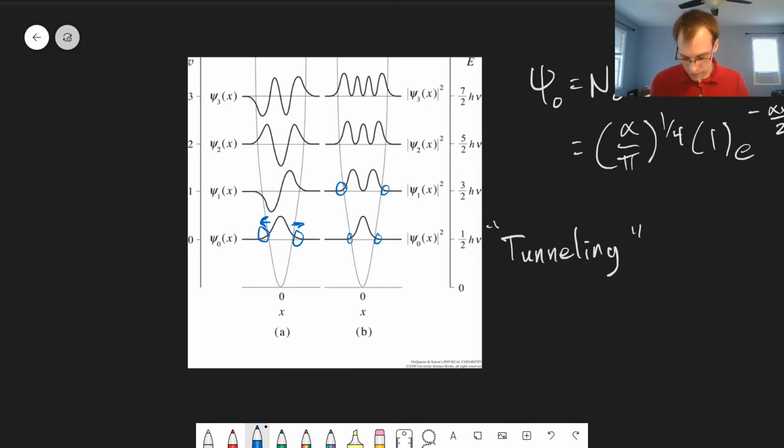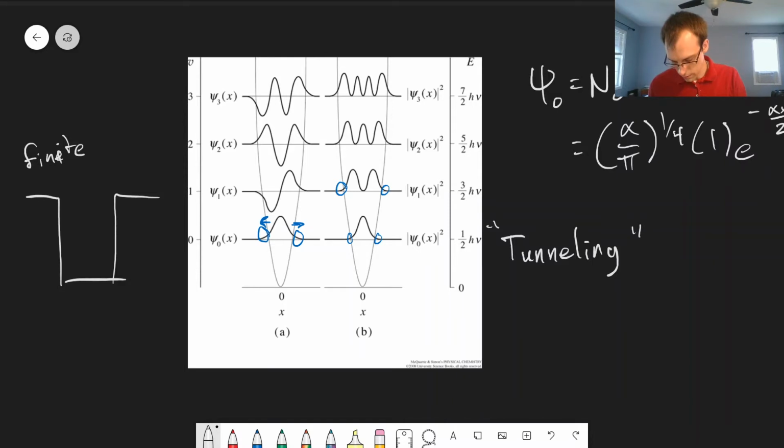But if we did a particle in a box where the box wasn't actually infinite, so if this was a finite box instead of an infinite box, the wave functions you get look something like this. So we see the same phenomenon where the wave function extends past where you would expect the particle to be able to go. And so this is the idea of tunneling.